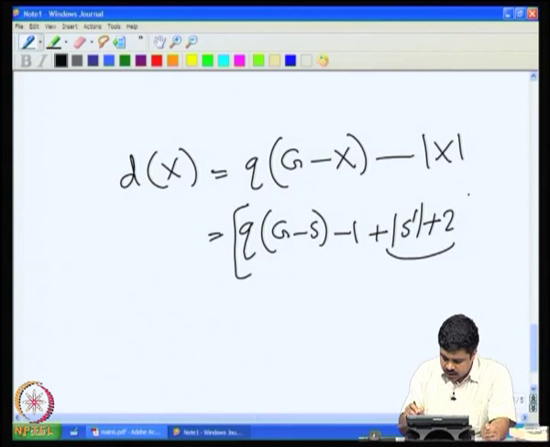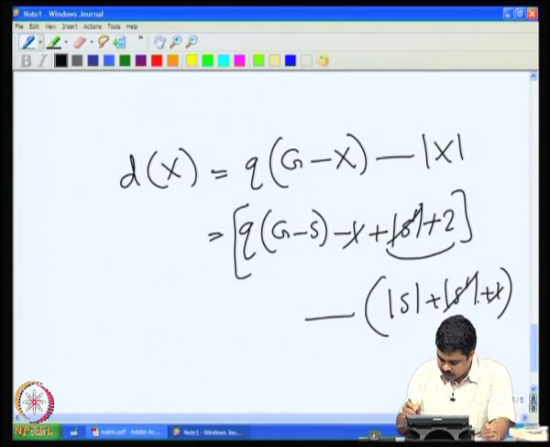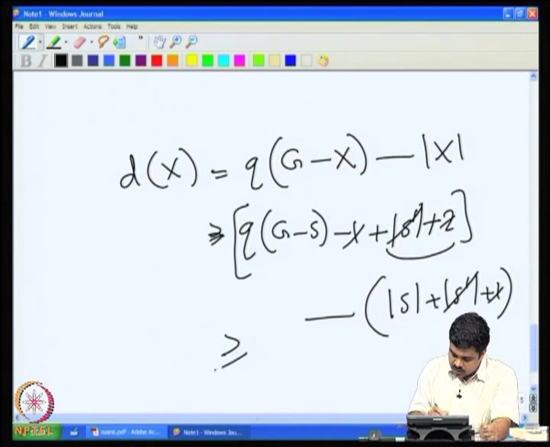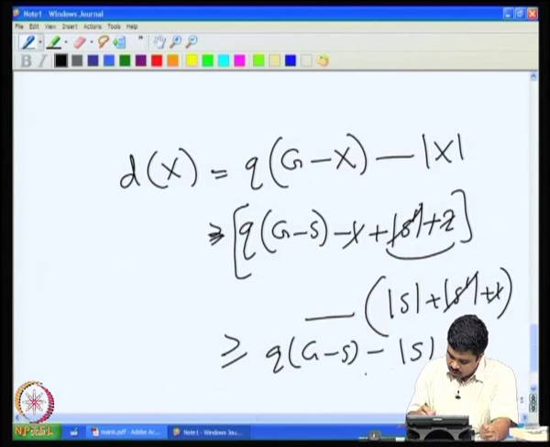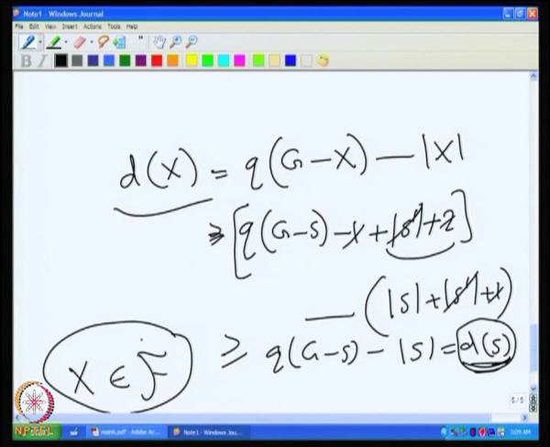On the other hand, X is increased from S by S dash and one more. So this S dash gets cancelled, and then here a minus 1, here a minus 1, this cancels with this. So we will get that this is greater than or equal to Q of G minus S minus S. So this is D of S. What we get is D of X is at least D of S. But of course, it cannot be strictly greater, because D of S was already taken to be in F, that means this was the maximum value. So this has to be equal to this. So we infer that X also is an element of F. And then why don't we select X instead of S? That is the argument.